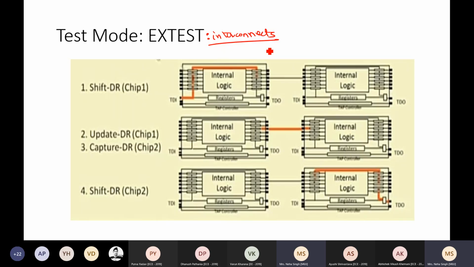Suppose I have two ICs. This is IC1. This is IC2. The basic structure is this much: one IC is here, one IC is here. Both have a wrapper on top. In the wrapper, other registers, scan registers, and everything is there. If I want to test the interconnect, what I need to do is I need to put my shift DR on for the first IC.